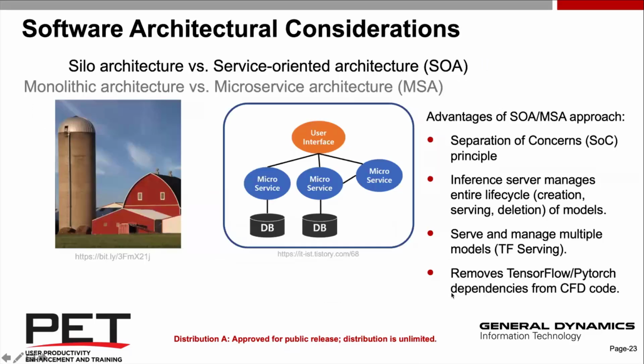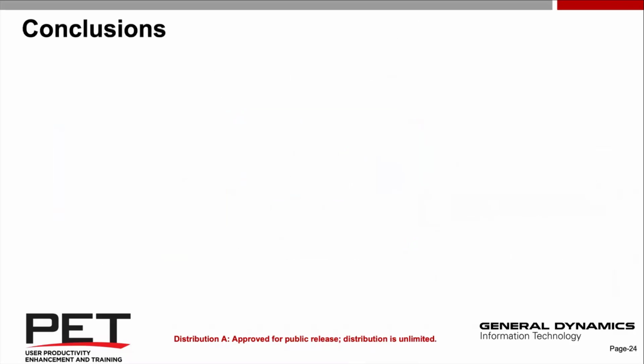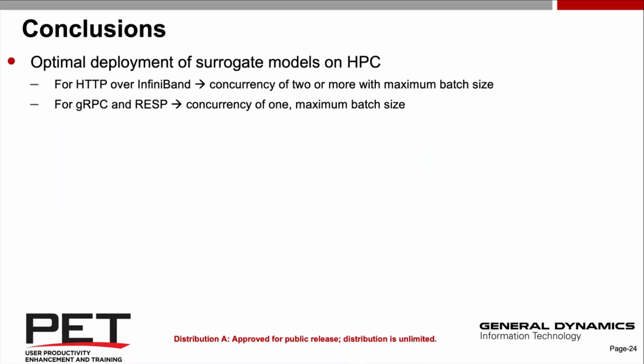And just as a last point, I wanted to mention that besides performance, there's a number of other good reasons to adopt an inference serving approach. Basically, it makes good sense from a software engineering viewpoint. And so the inference serving approach, as compared to the embedded approach, actually implements several important principles such as separation of concerns and also just having a microservice architecture, which a lot of production level systems have moved to, especially since the rise of containers. So for conclusions, we've demonstrated how to perform optimal deployment of surrogate models on HPC.